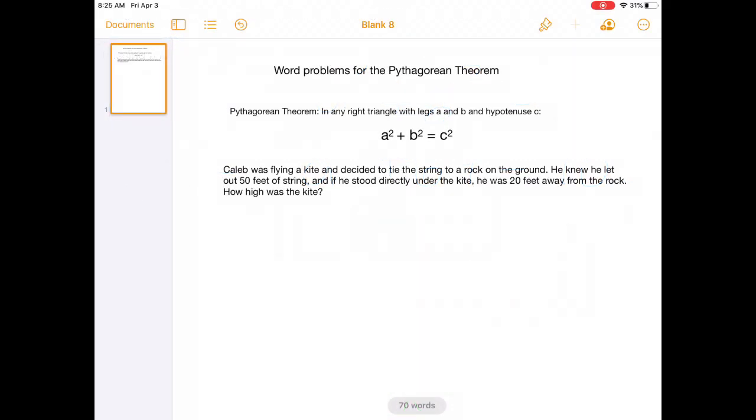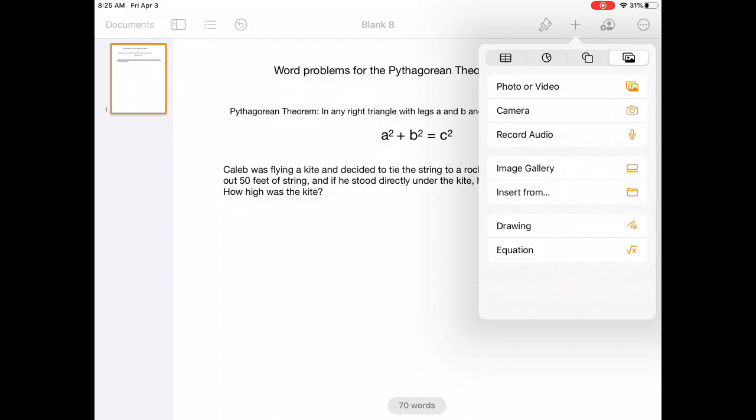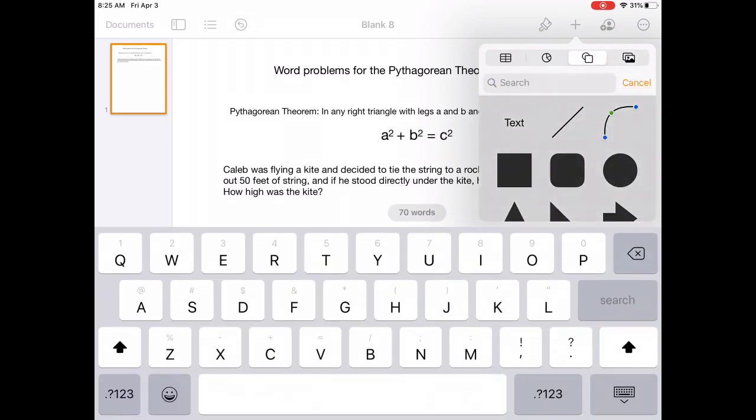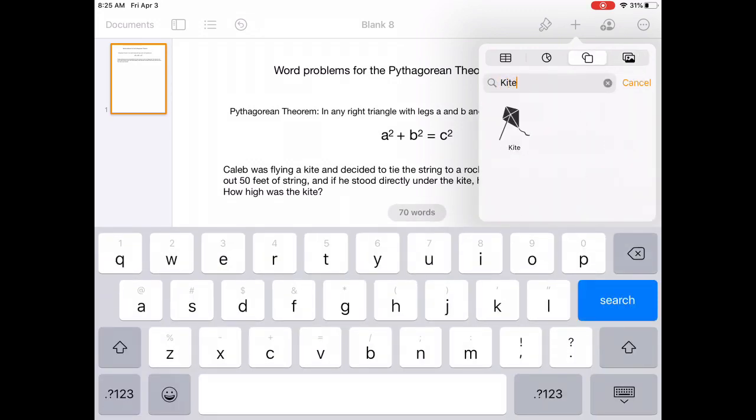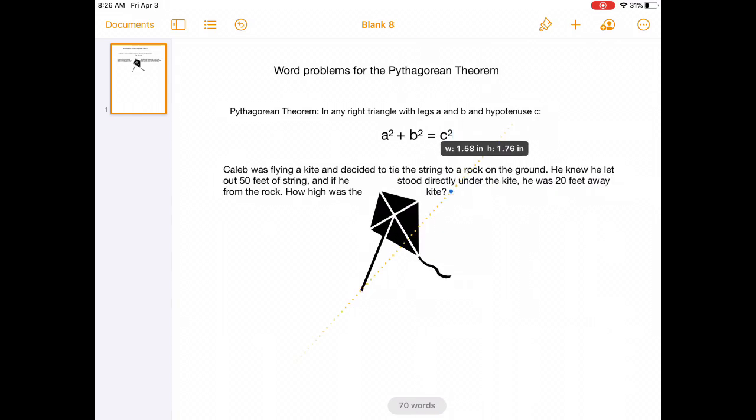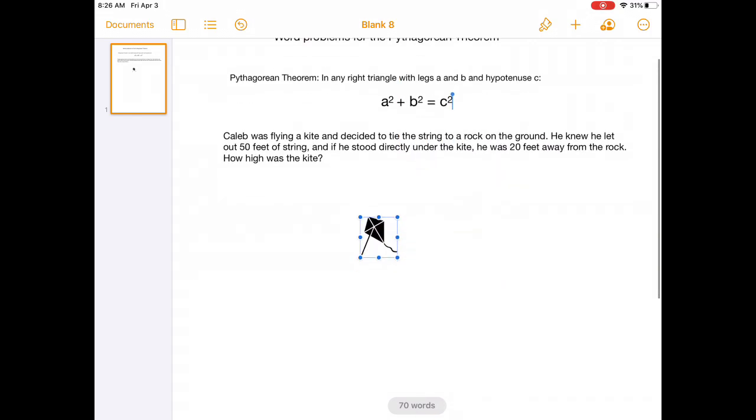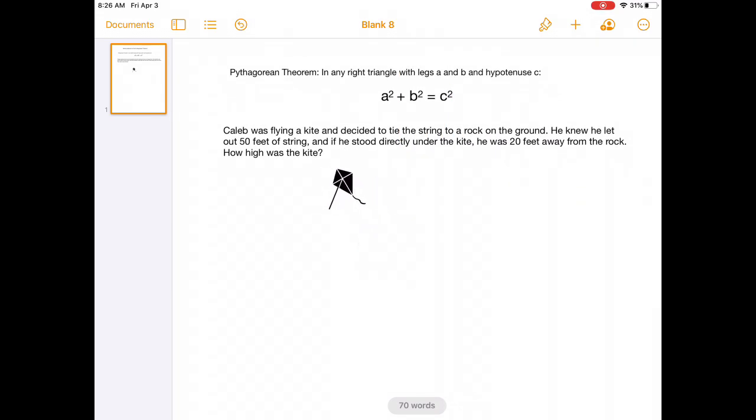Next up, we have a word problem here. We're going to try to have a little bit of fun with this one. The first thing it says is Caleb is flying a kite. So I'm going to find a kite here that we can use. And we have to keep in mind that this drawing is not going to be to scale.